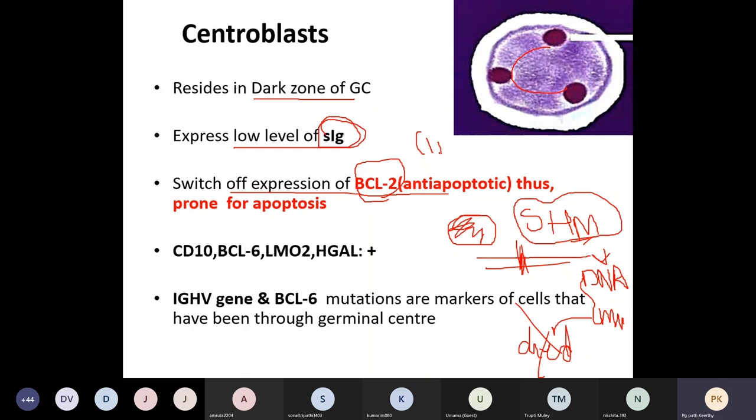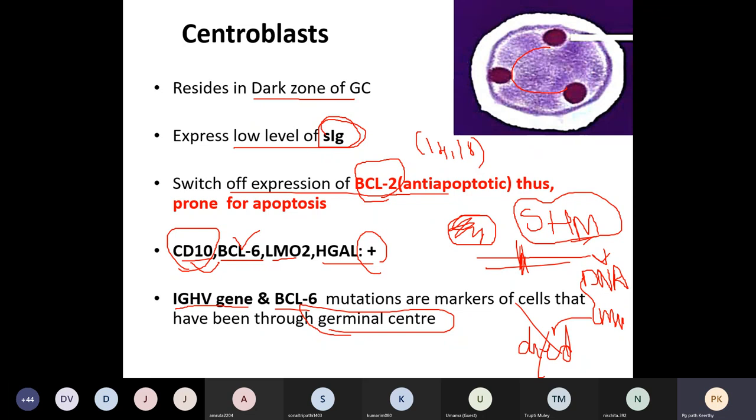Okay, that is abnormal. So normally your centroblast will express CD10, BCL6, LMO2 and HGAL positive. Okay, and there will be immunoglobulin heavy chain. That is only somatic hypermutation, right? So it is a heavy chain immunoglobulin gene rearrangement, and BCL6 is a marker of your germinal center. So what are all the markers of your germinal center? It is your BCL6. CD10 is a common B cell marker. So BCL6 is your germinal center marker. So we use two markers, CD10 and BCL6, as germinal center markers.